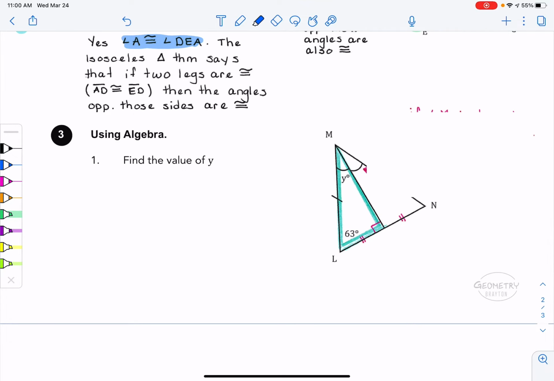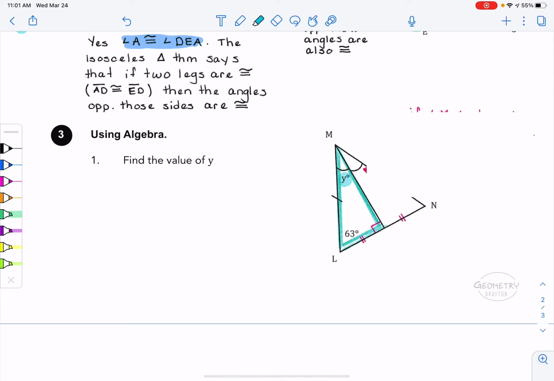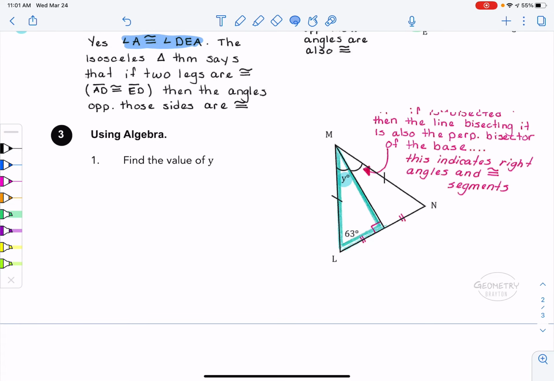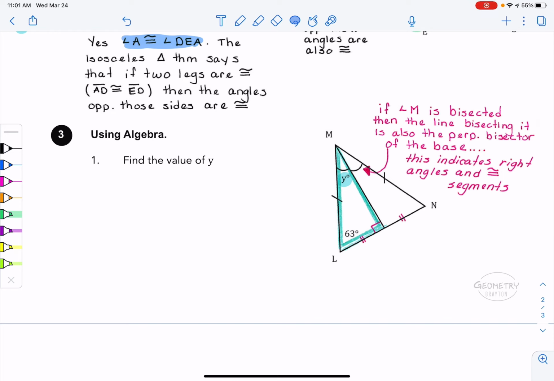For the next example, we are asked to find the value of y, and y is this angle located here. So this is actually using the third theorem that we went over on the previous page, and I have a note to share with you. It says, if angle M is bisected, then the line bisecting it is also the perpendicular bisector of the base. That's exactly the theorem I shared with you on the previous page.